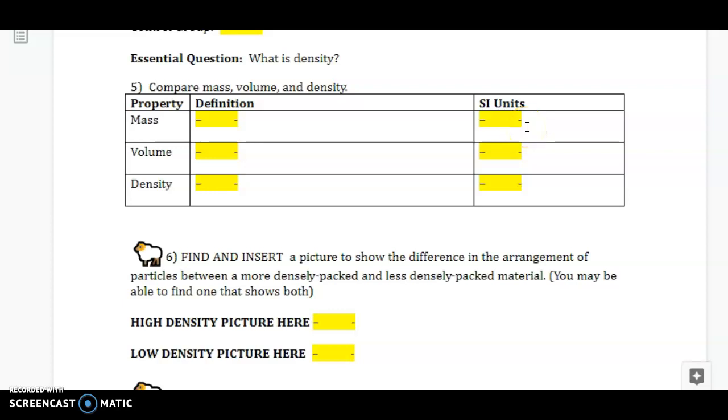Let's talk about density. You should have learned about density probably last year and the year before, but let's quickly review some of it. And we did a couple of Gizmos on it. Okay, so let's go through the parts of density.